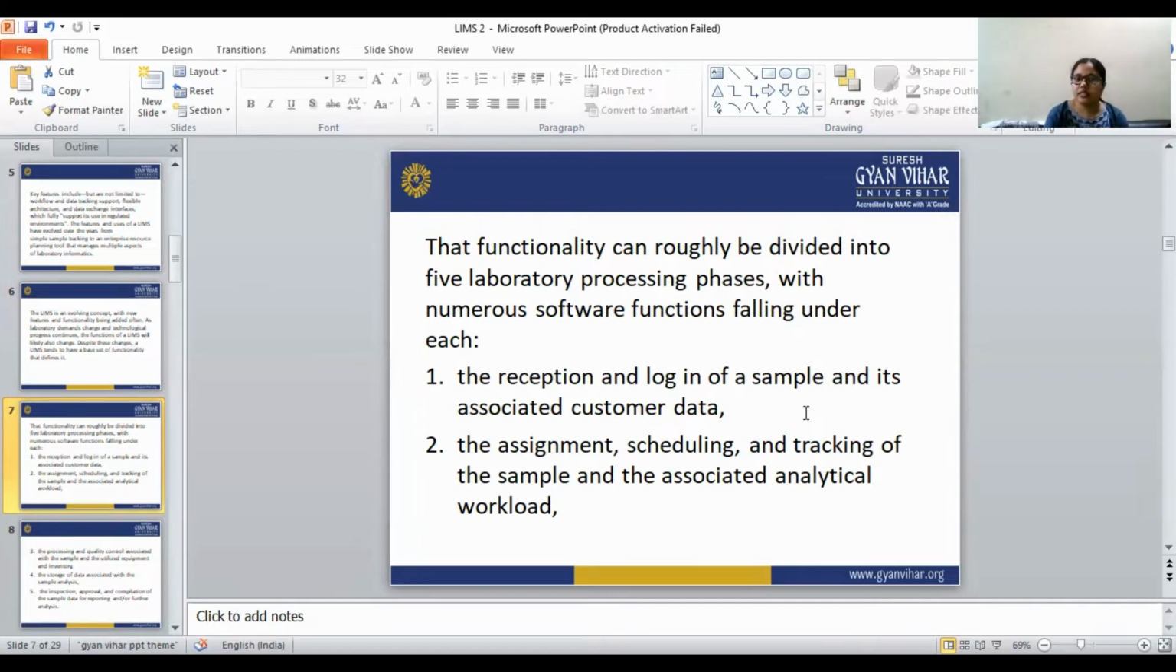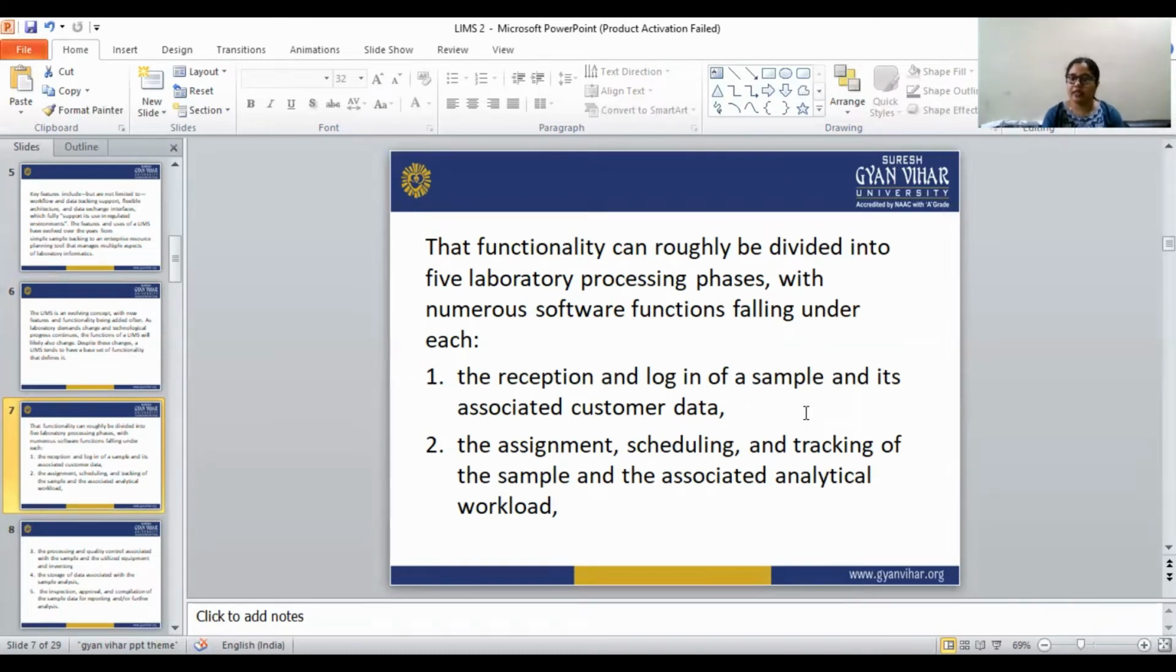The first laboratory process phase is the reception and the login of a sample and its associated customer data.